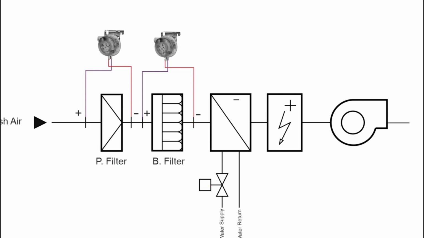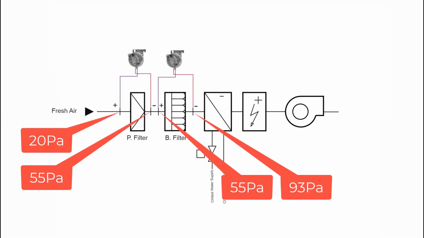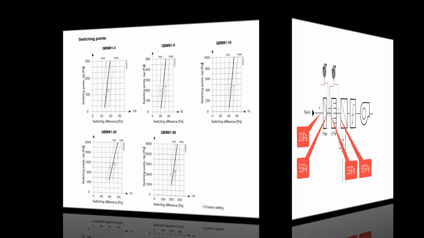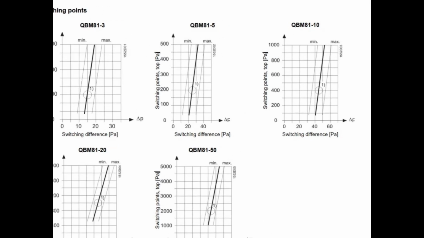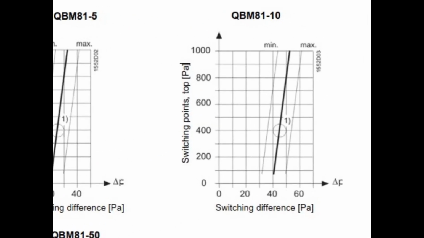Now, the difference of this data, the air pressure before and after the filter, will be the switching point of the differential pressure switch. Looking back to the datasheet, each device has a unique switching difference value depending on the part number. As shown in the graph, for QBM81-10, if the switching point or set point is 400 Pascal, the switching difference is around 45 Pascal.